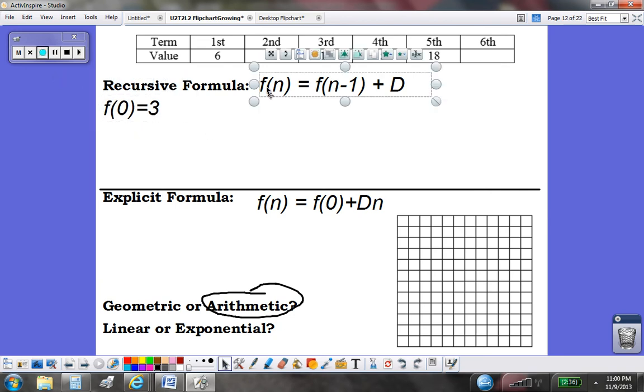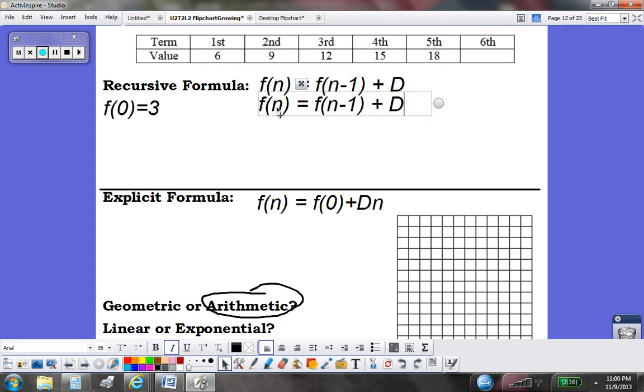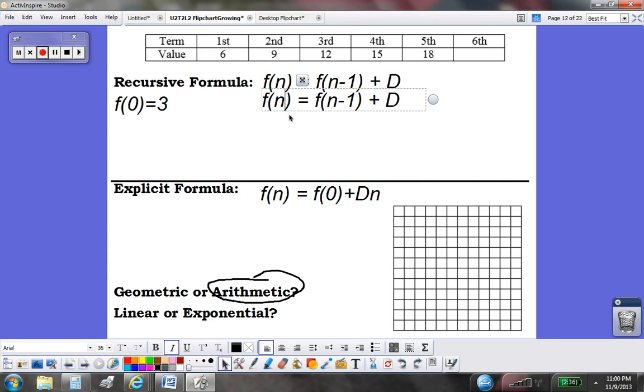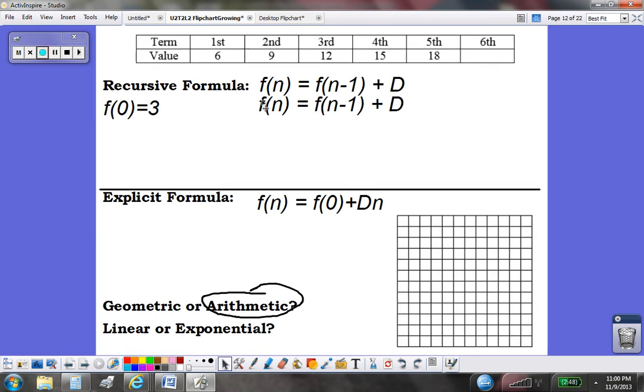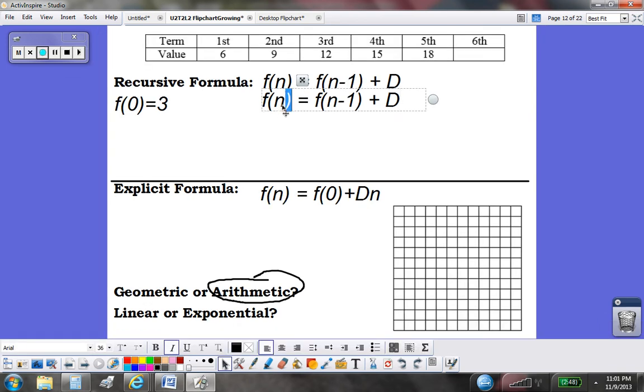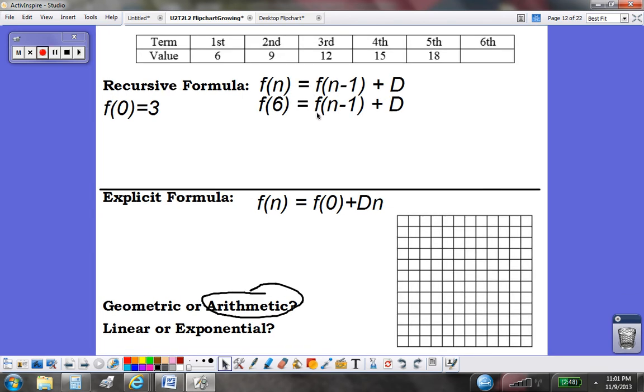I'm going to go to the formula and copy paste. On the copy I just made, I'm going to replace some of these variables with numbers. So first of all, what is n? I'm trying to find the sixth term, so the nth term in this case would be 6. I'm going to go ahead and put a 6 in there. Remember, the overall process is that I'm trying to figure out the sixth term by looking at the fifth term and adding 3 to it.